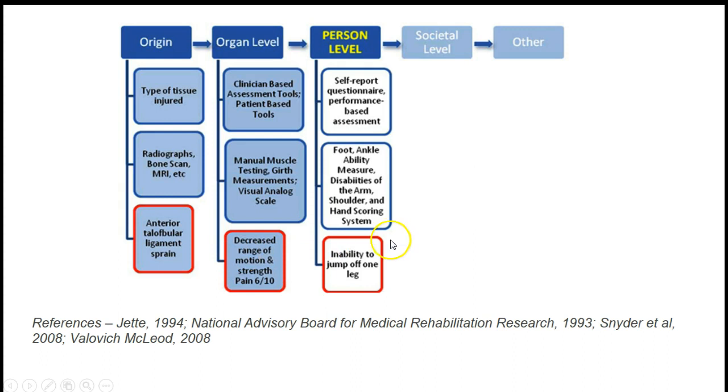That becomes important, right? I think it's more important than that they have decreased range of motion and strength and a pain of 6. Well, now this is going to drive my treatment. They can't jump off of one leg. So I'm going to start my treatment with two-leg tasks.